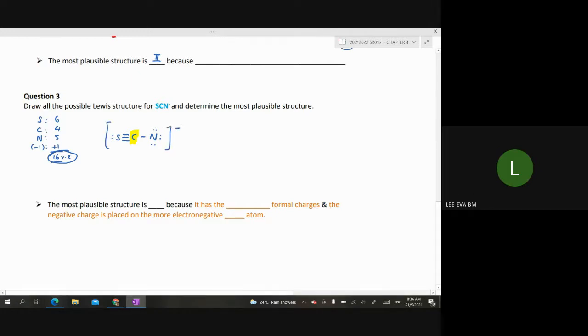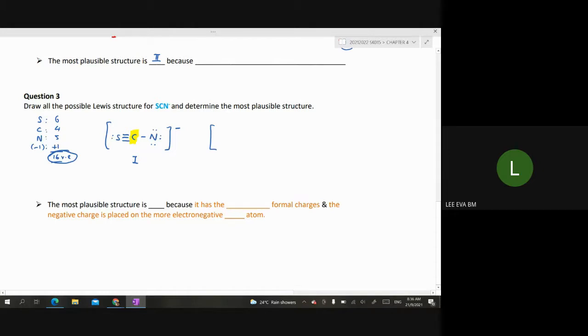And don't forget, when there is a sign, you need to put a big bracket and then put a sign on the outside of your bracket. So this, you put it as structure number 1. Okay, then we proceed lah. You want to do the second structure. Okay, second structure slightly easier.